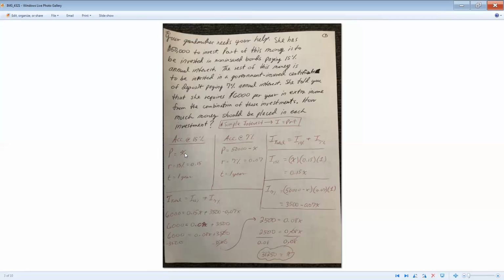It doesn't matter which one we decide to let the principal be X. Whenever they don't give you an actual split on how much is going to be put into which account, but they do give you a total, what you can do is let one be X, and then let the other one be the total minus X. So we're going to let this one be X, and then let the other one be 50,000 minus X. You can flip it around, and once you do your calculation, it will all work out.